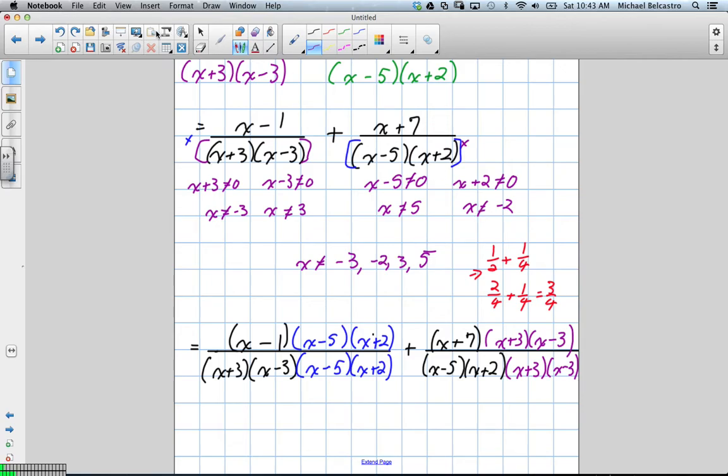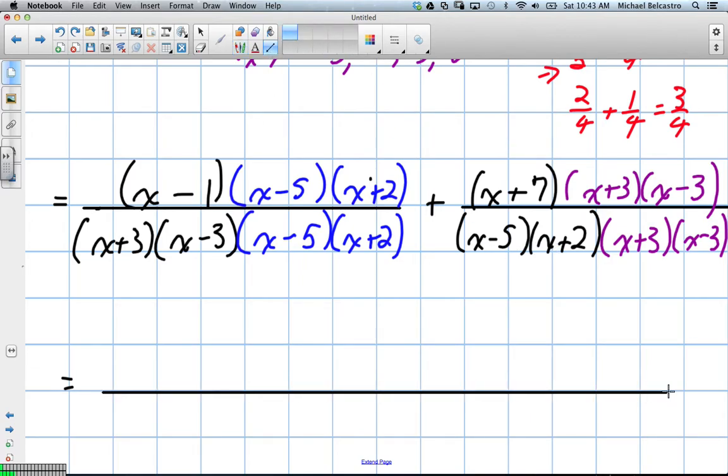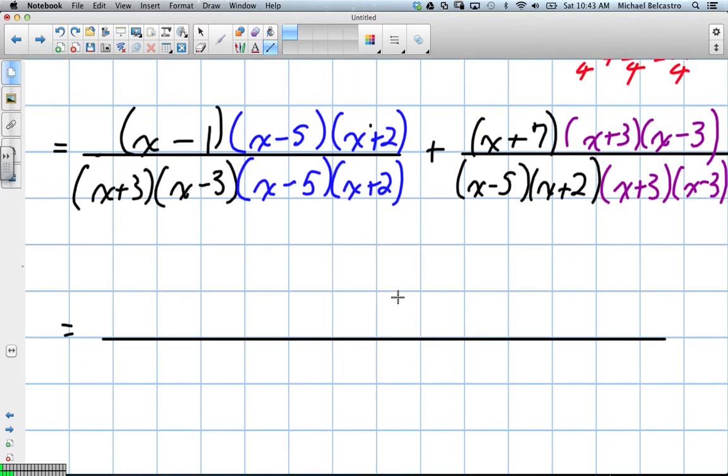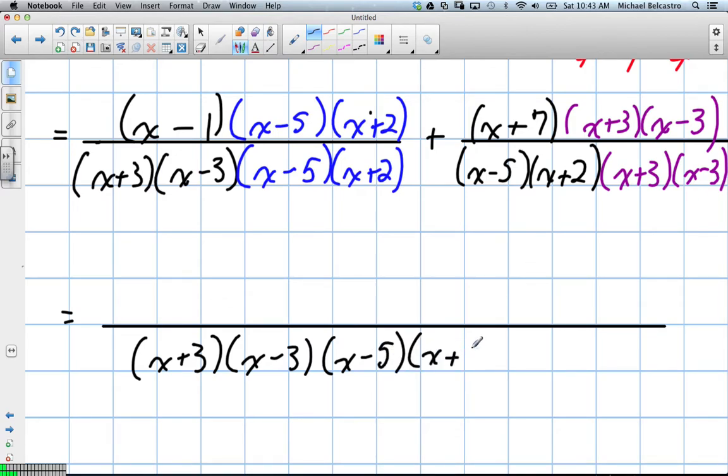So now this is quite a bit more complex. There we go. This question has become much more complex. Luckily, we know when we add all of these together, our denominators are going to be the exact same. So our denominator is going to stay the same. We're just going to have one denominator, x plus 3, x minus 3, x minus 5, x plus 2, and we'll be adding the numerators.